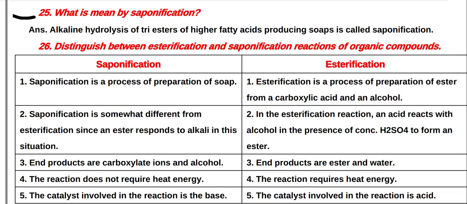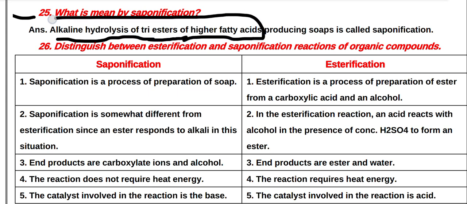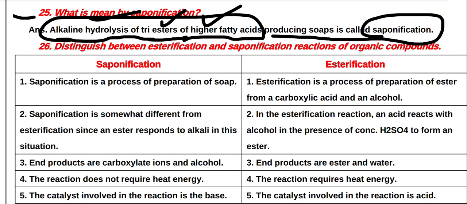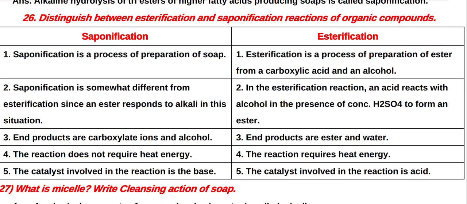What is meant by saponification? Alkaline hydrolysis of triesters of higher fatty acids producing soaps. This process is called saponification. In simple terms, we can say the process of preparation of soaps is called saponification. Okay, let us see the differences between saponification and esterification. Let us see about saponification. It is a process of preparation of soap.